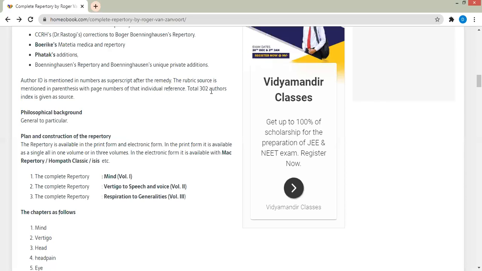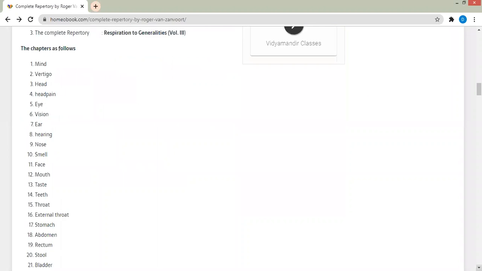So the first volume of the Complete Repertory, which is on mind, is a very unique work. The rubrics related to mind, we can very easily get in this first volume, which we cannot get easily in any other repertory.